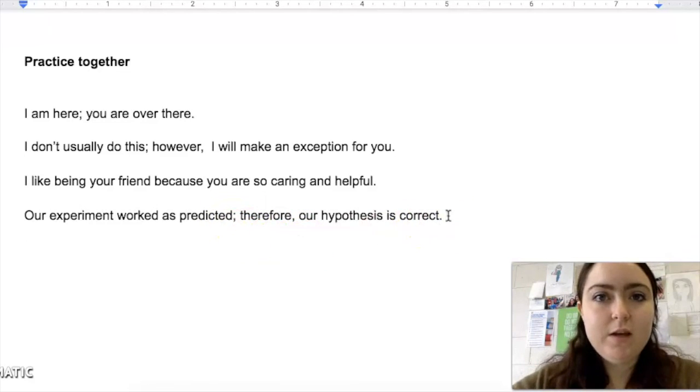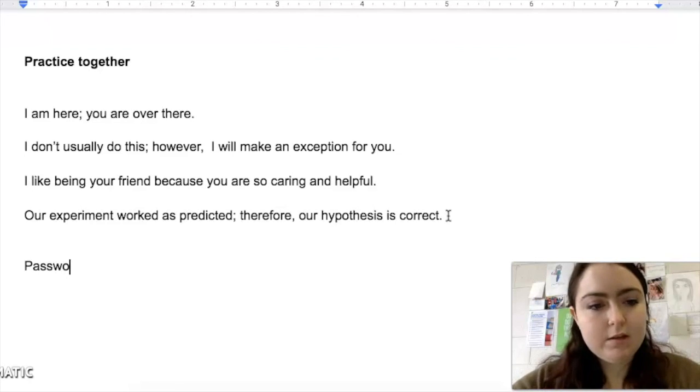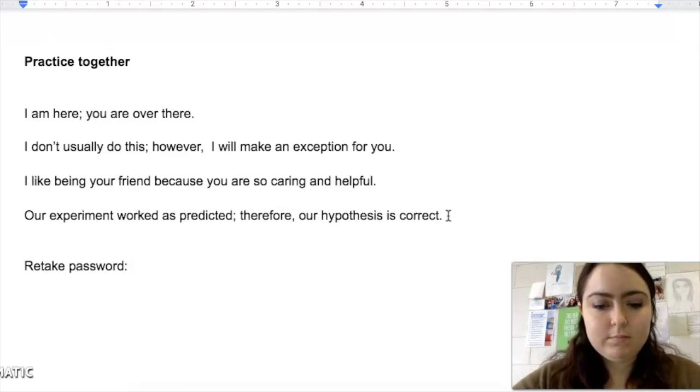You are now ready to take your retake. The password for the retake is going to be password. Have fun.